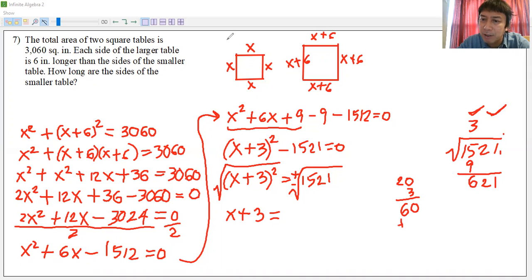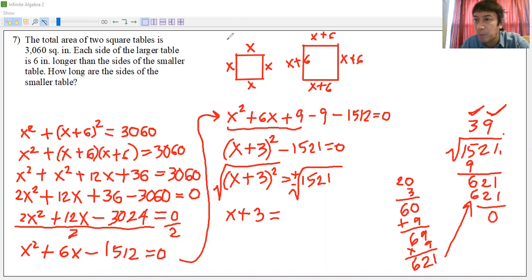So if you add 9, that's 69, and then times 9, that will be 81, and carry 8 to the 6. So that's 54 plus 8, that's 62. There, exactly what you need there. Okay, so the next digit here is exactly 9. There, and this will be 621, giving you a 0 remainder. Okay, a 0 remainder. So the square root of 1521 is exactly 39.